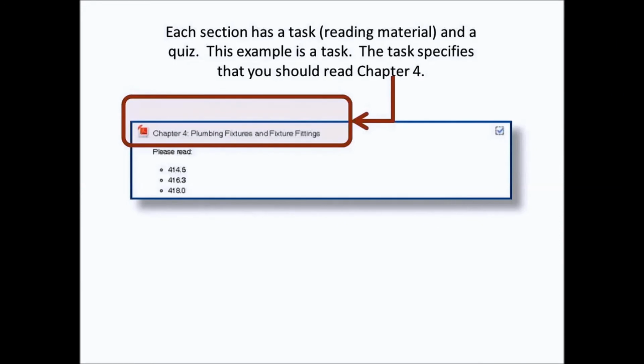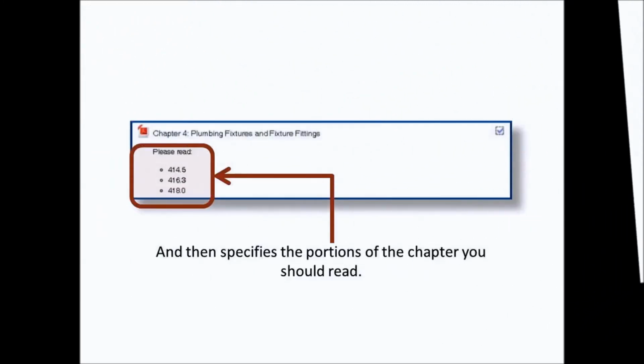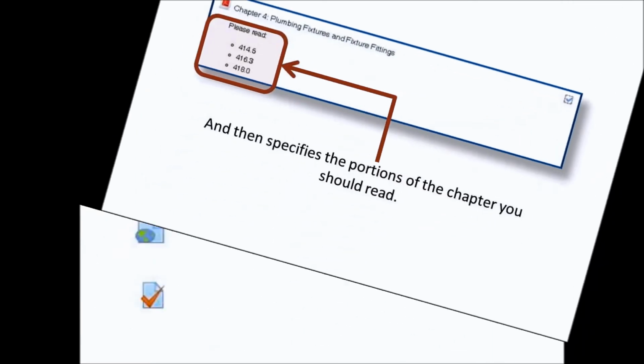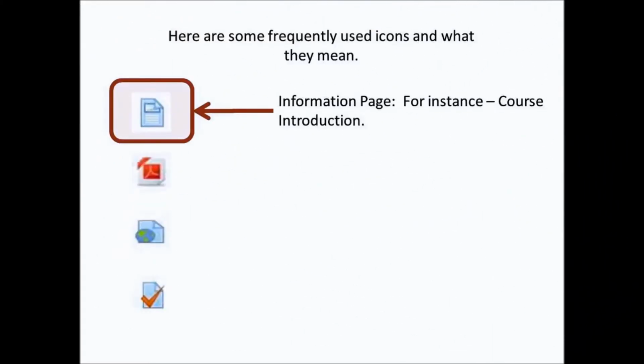This example is a task. The task specifies that you should read Chapter 4, and then further specifies the exact portions of Chapter 4 that you should read. Here are some frequently used icons you are likely to encounter in the course and what they mean.